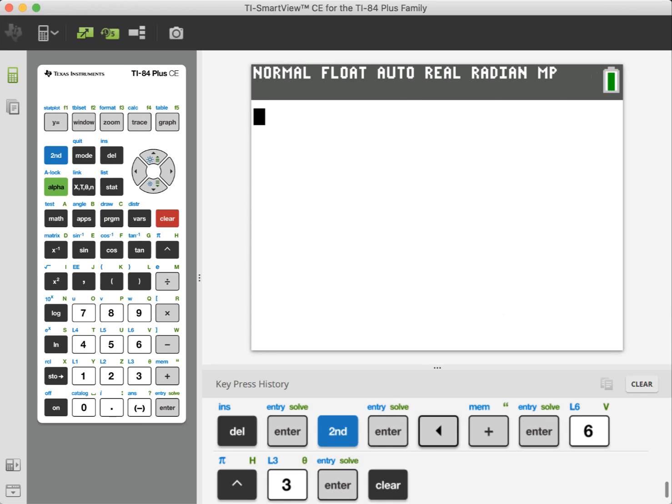Hello. In this video, I want to look at what it means to be an even or an odd function. Now, this is going to be helpful for a couple of questions in 4.1.